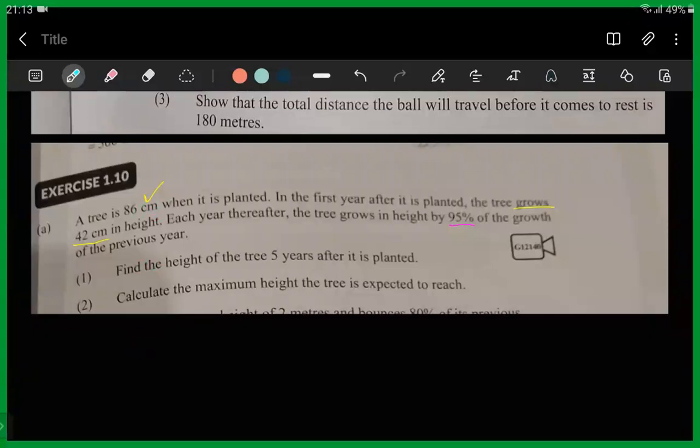So it starts at 86, right? And they said it grows 42 centimeters in height. So meaning it starts at 86. If you add 42 to that, what is it going to be? 100 and what? Isn't it 120? 128. I think. I hope. Yeah, it's going to be 128.